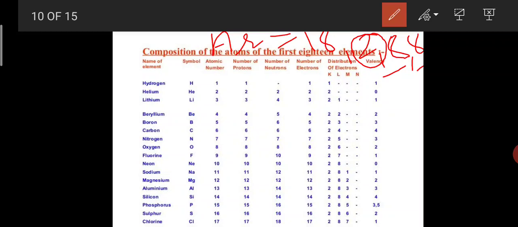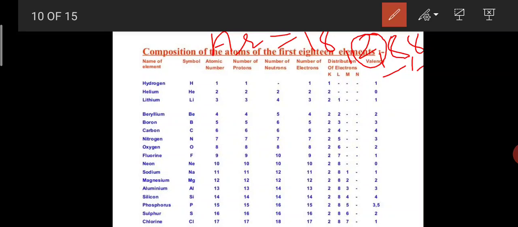Student, what is the significance of the electronic configuration? The electronic configuration of an atom plays an important role in determining the chemical behavior of an atom. So student, if an atom of an element has a completely filled outermost shell, what will happen? This element will be chemically unreactive.